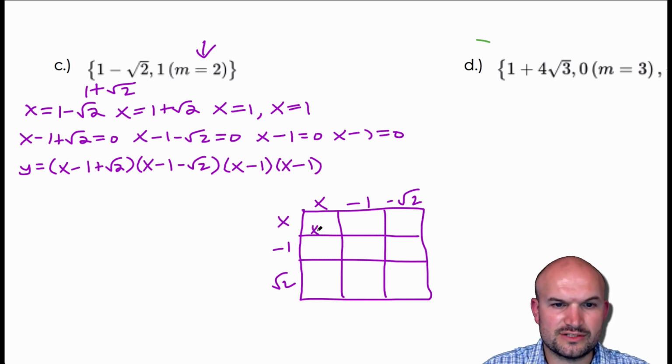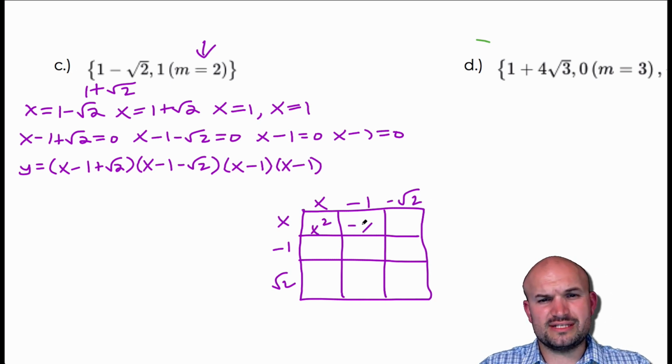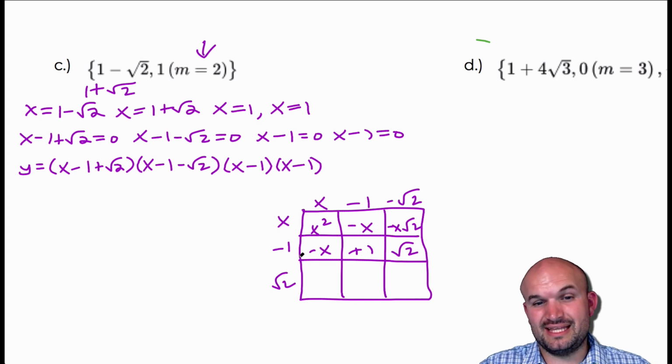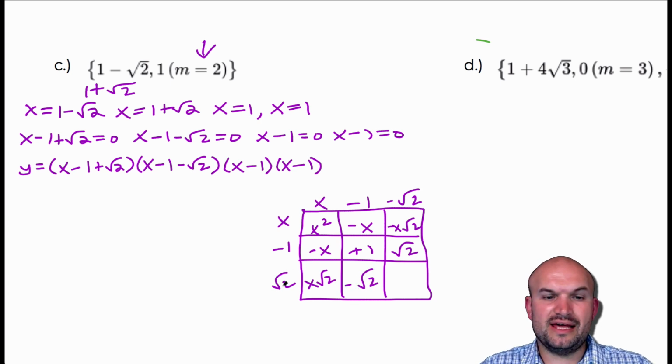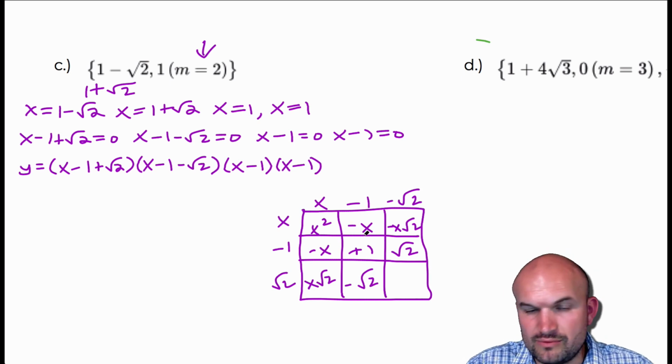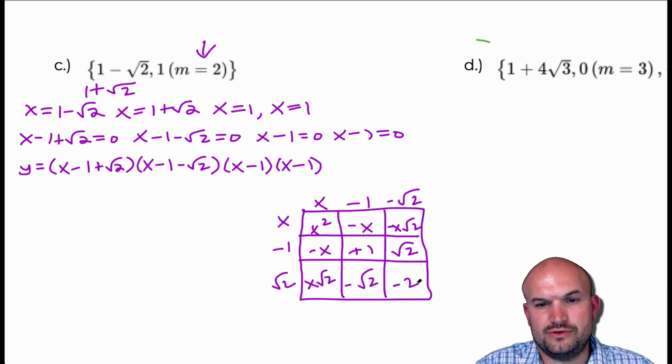Okay, x times x is x squared. X times negative 1 is negative x. X times negative square root of 2 is negative x square root of 2. Negative 1 times x, that's a negative x. Negative 1 times negative 1 is a positive 1. Again, all I'm doing is multiplying the length times the width of each box. So x times square root of 2 is x square root of 2. Square root of 2 times negative 1 is negative square root of 2. And then square root of 2 times negative square root of 2 is going to be a negative square root of 2 squared, which is just going to be a negative 2.